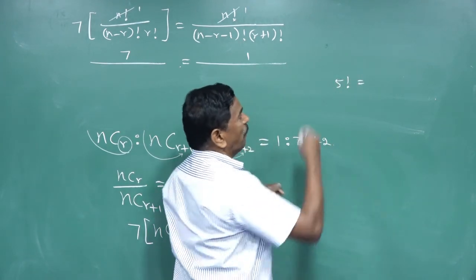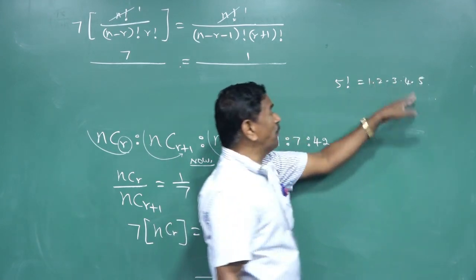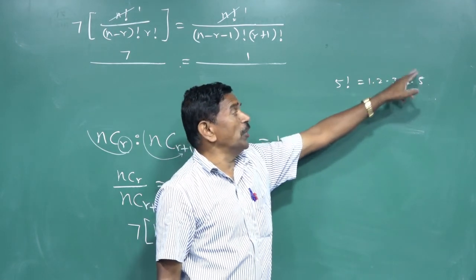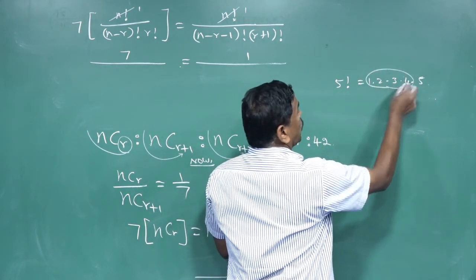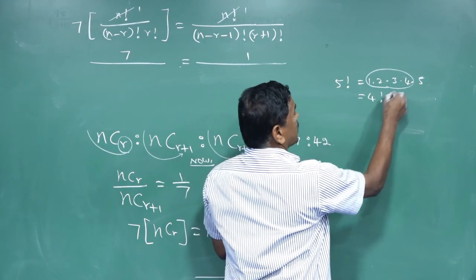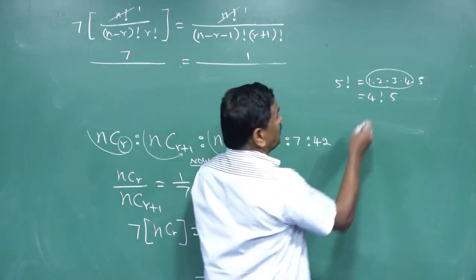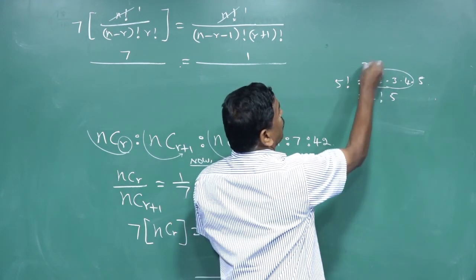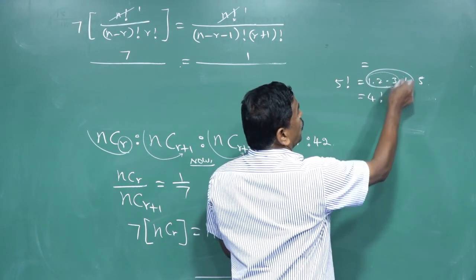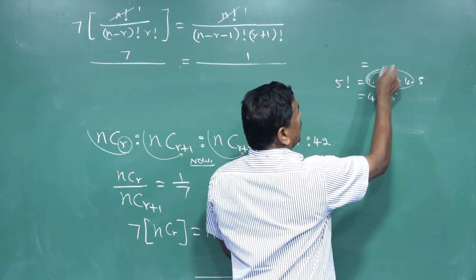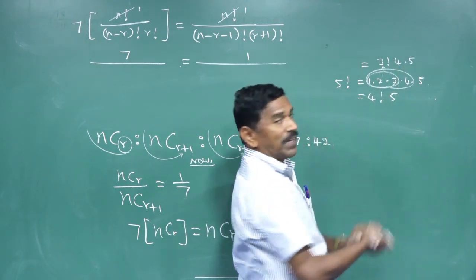For your understanding, 5 factorial equals 1 into 2 into 3 into 4 into 5. Now listen, this can be rewritten as 1 into 2 into 3 into 4, which equals 4 factorial, so 4 factorial into 5. Likewise, consider 1 into 2 into 3, which is 3 factorial, into 4 into 5. Like that we can split.